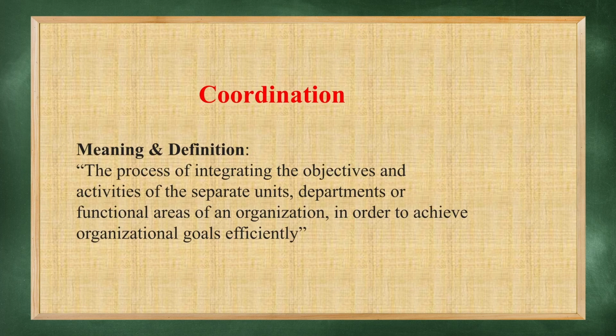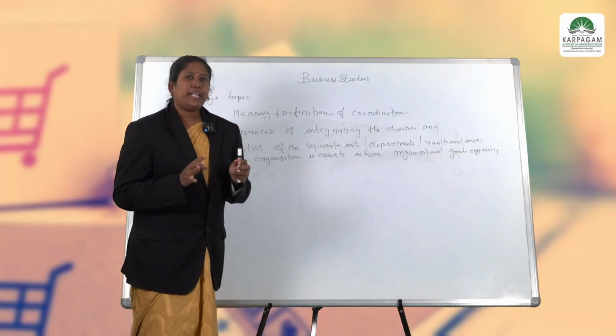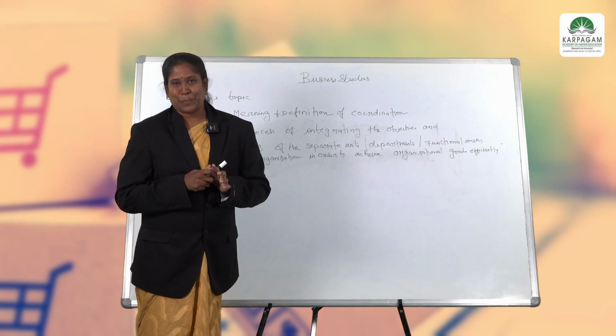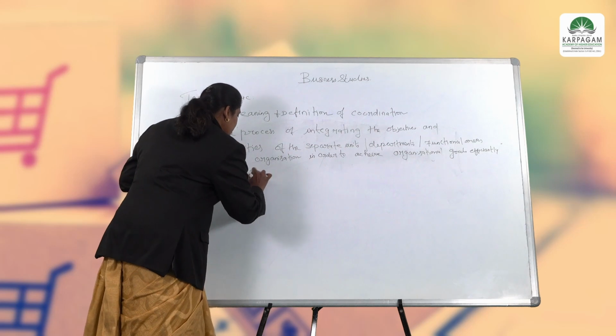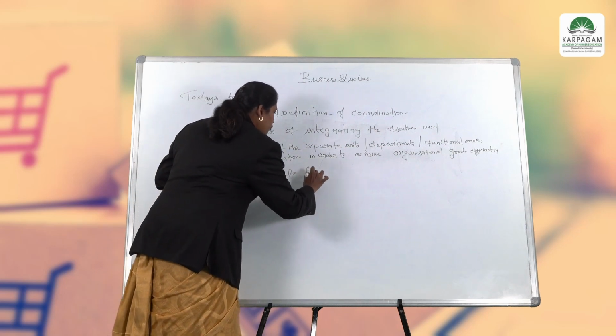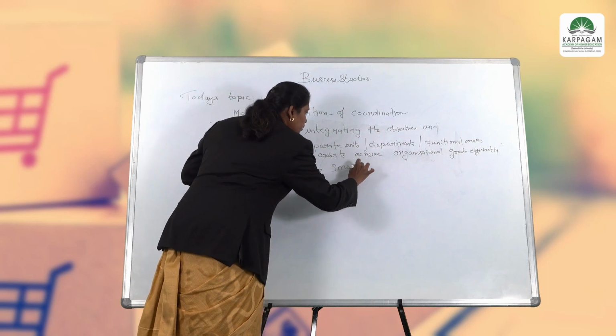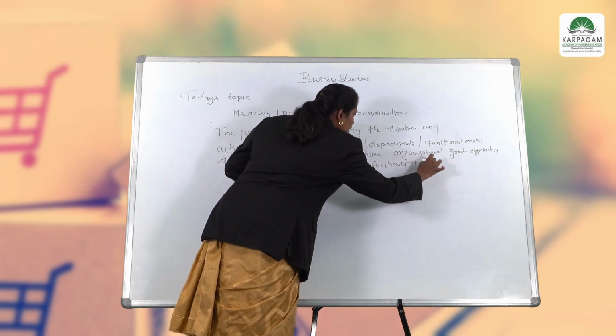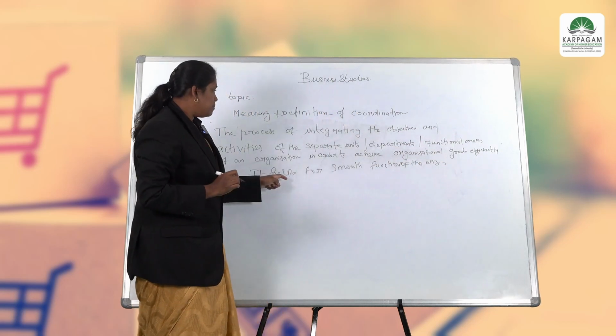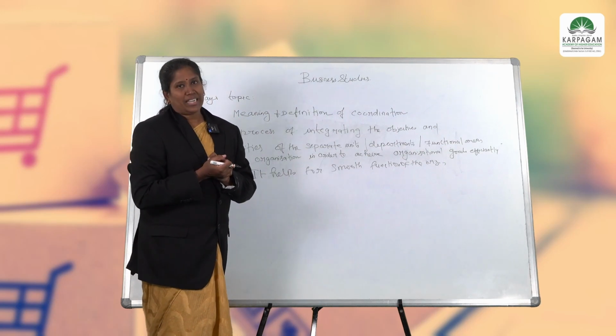We are going to see the meaning and definition of coordination. It is the process of integrating all the objectives and activities of the organization's separate units, maybe a department or functional areas of an organization, to achieve the organizational goals efficiently. Coordination helps for the smooth functioning of the organization.